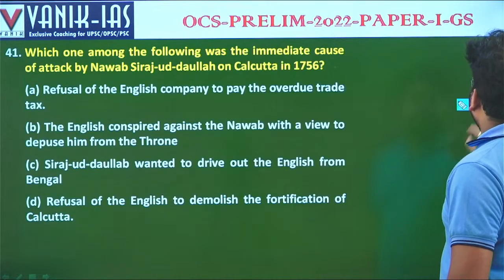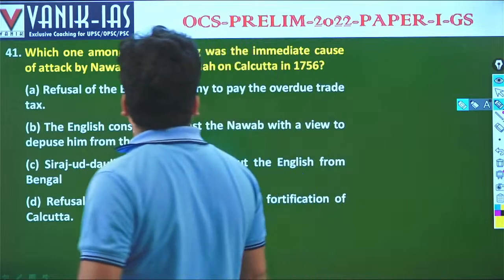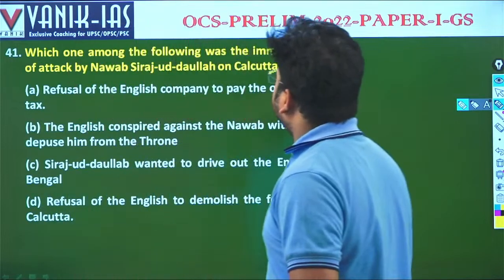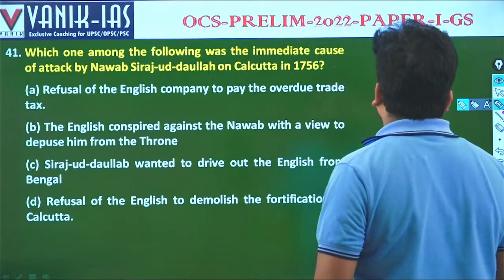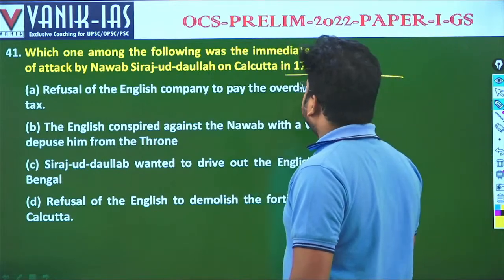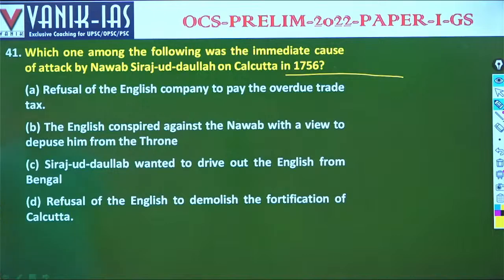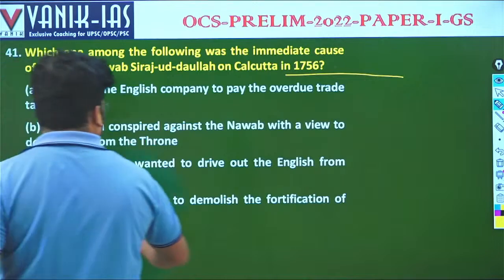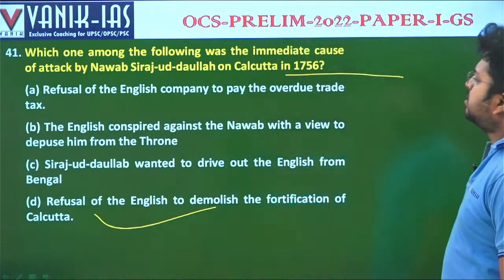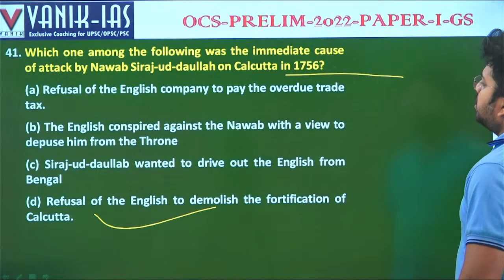Next, which among the following was the immediate cause of the attack by Nawab Siraj-ud-Daulah on Calcutta in 1756? Refusal of the English company to pay the overdue trade tax. The English conspired against the Nawab with a view to depose him from the throne. Siraj-ud-Daulah wanted to drive out the English from Bengal. Refusal of the English to demolish the fortification of Calcutta. Right, it is the refusal to demolish the fortification of Calcutta. D is the answer. That was the immediate cause for Nawab Siraj-ud-Daulah attacking Calcutta in 1756.